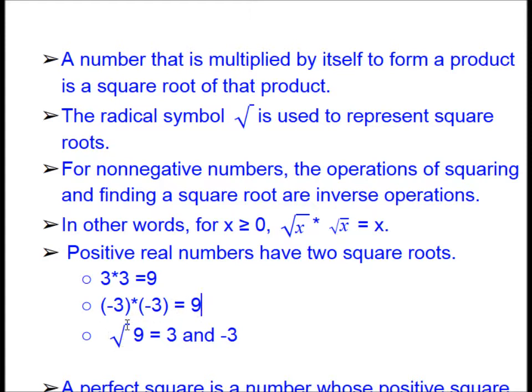So whenever you are asked to calculate the root of 9, there are always two square roots. One will be positive and one will be negative. There are two roots of 9, 3 and minus 3.